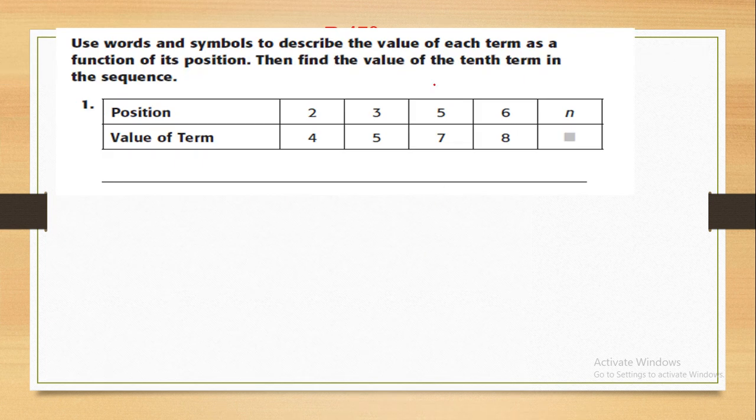Now I want you to open your booklet, page 179. Let's see these questions. I want you to use words and symbols to describe the value of each term as a function of its position. Then find the value of the 10th term in the sequence. So here, let's look at the position and the value of the term. Here we have 2 became 4, 3 became 5, 5 became 7, 6 became 8, and we want to know what n will be.